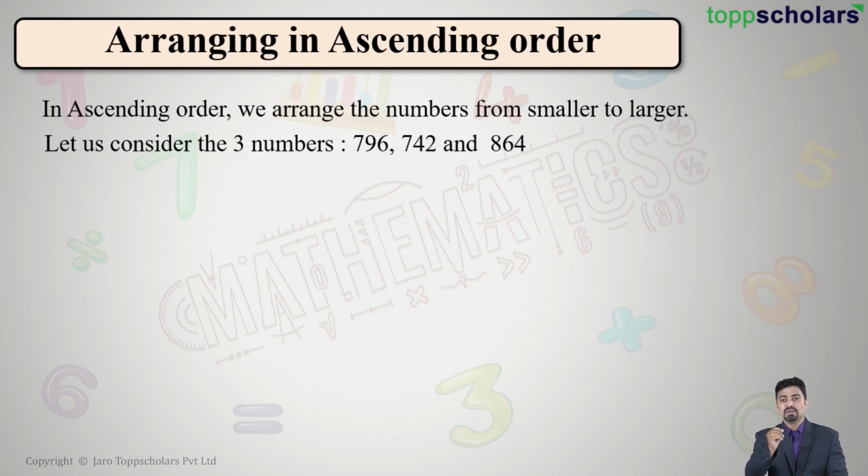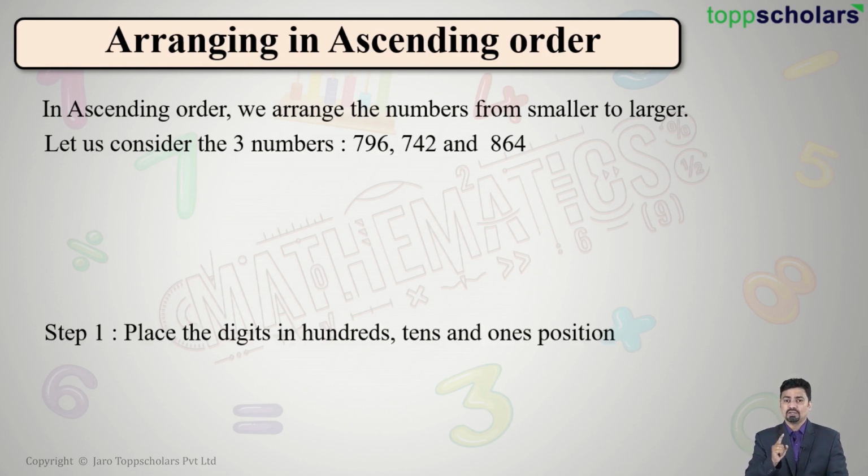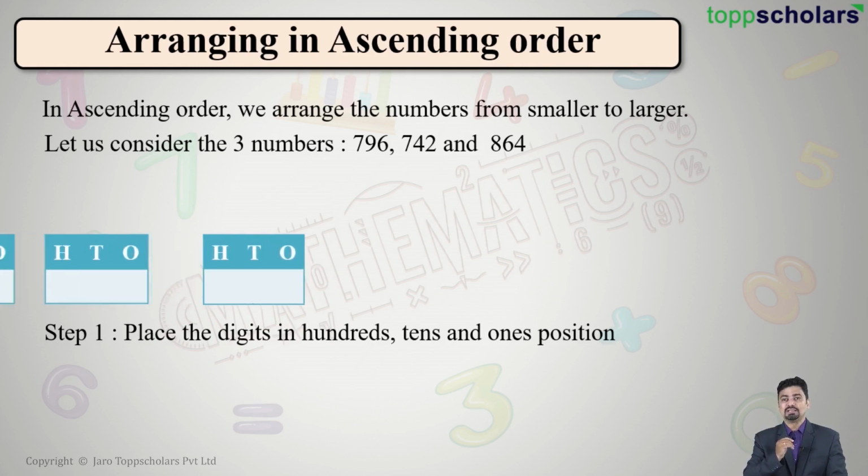Let us consider three numbers which are 796, 742 and 864. So, we will be arranging these three numbers in ascending order. So, let us begin. Step 1 would be placing the digits of the three numbers in hundreds, tens and ones place. So, let us begin that.